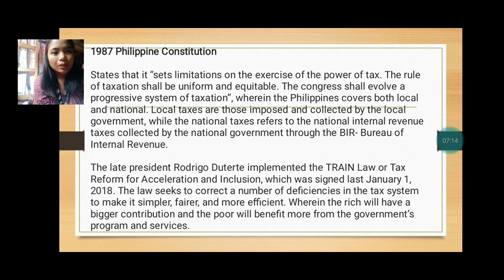And the late President Rodrigo Duterte implemented the Train Law, or the Tax Reform for Acceleration and Inclusion, which was signed last January 1, 2018. And the law seeks to correct a number of deficiencies in the tax system to make it simpler, fairer, and more efficient, wherein the rich will have a bigger contribution and the poor will benefit more from the government's program and services.